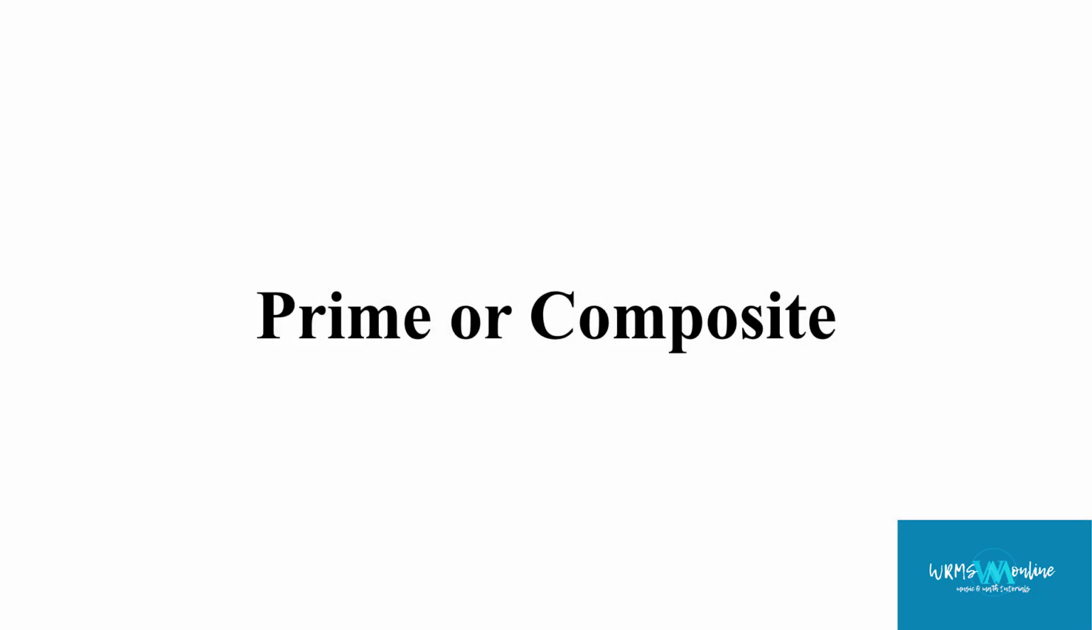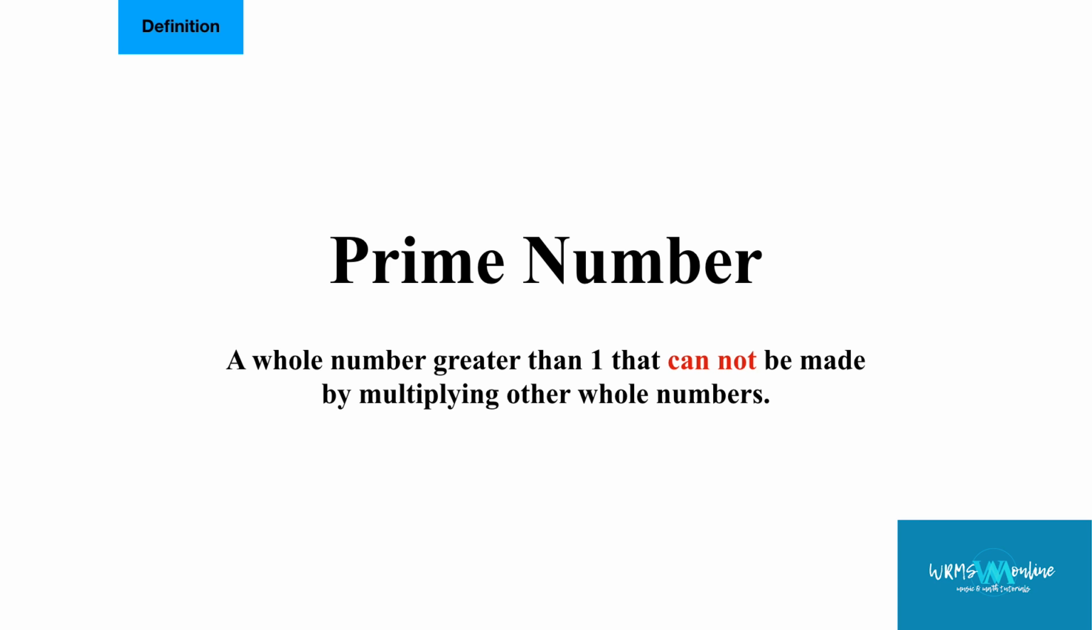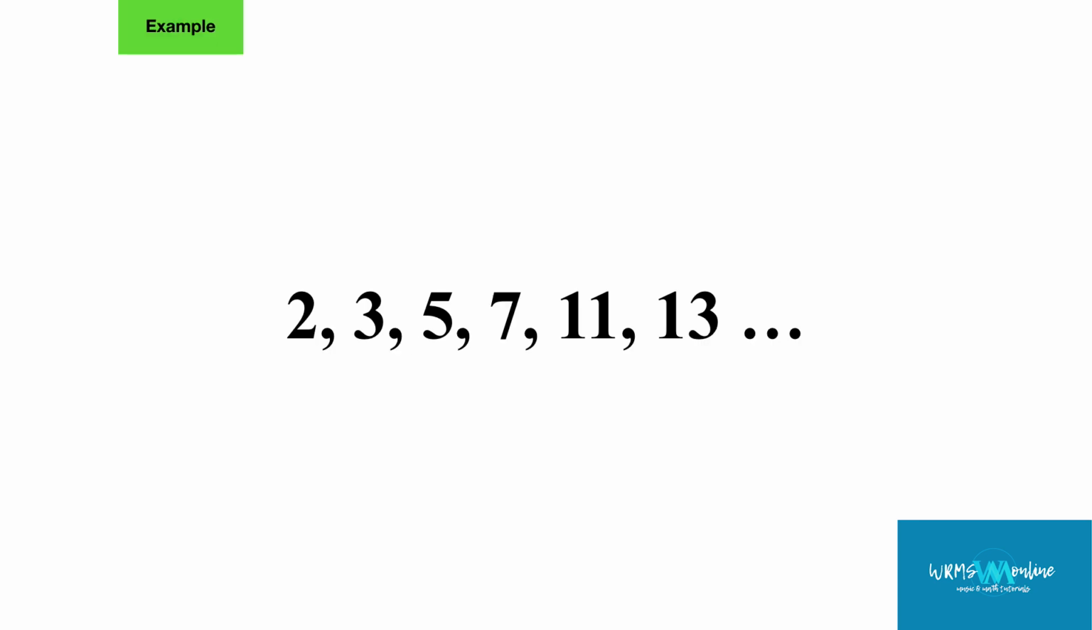Today we'll have a quick look at prime or composite numbers and how to identify what number is prime and what number is composite. Our first definition is for prime numbers, and we can say that a prime number is a whole number greater than 1 that cannot be made by multiplying other whole numbers. The first set of prime numbers are 2, 3, 5, 7, 11, 13, and then so on.